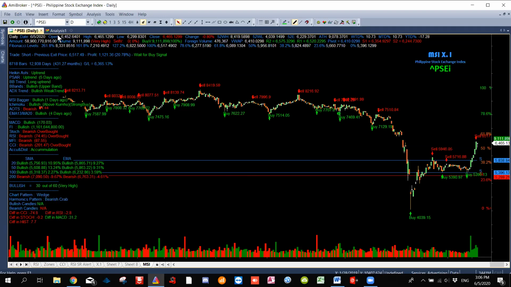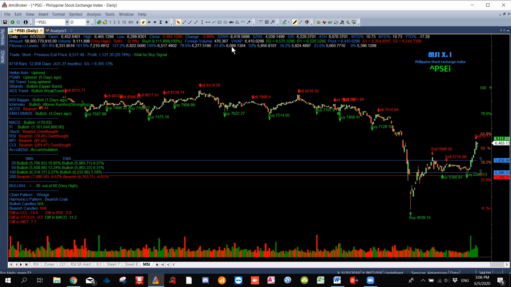Okay? Then we have the open, high, low, close, and percent change. So ito yung opening price ng stock, yung highest price ng stock for the day, yung lowest price niya for the day, and kung saan siya nag-close na price. And ito yung percent change niya.